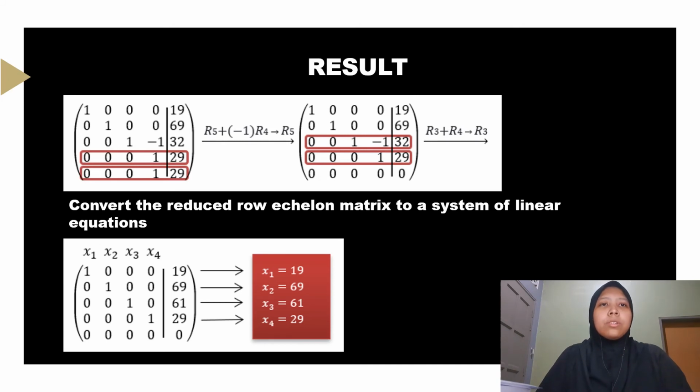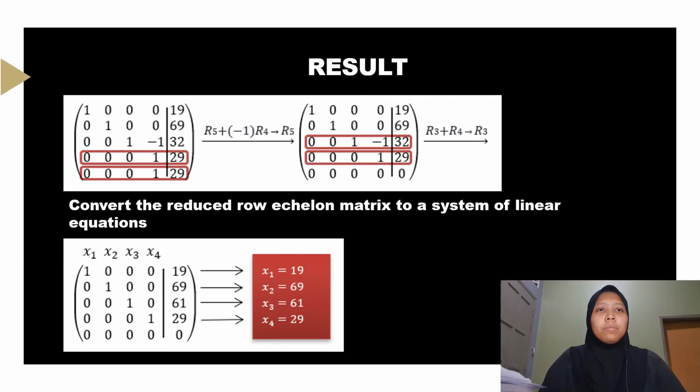Because we are using the reduced row echelon method, we need to make sure that all the values below and above the leading 1 are 0. So as we can see, there is a negative 1 in row 3 above the leading 1 in row 4. Therefore, I'm going to add row 3 with row 4 to eliminate the negative 1 and change it to 0. Now we have finished doing the reduced row echelon method. Thus, we can now determine the value of all the variables.